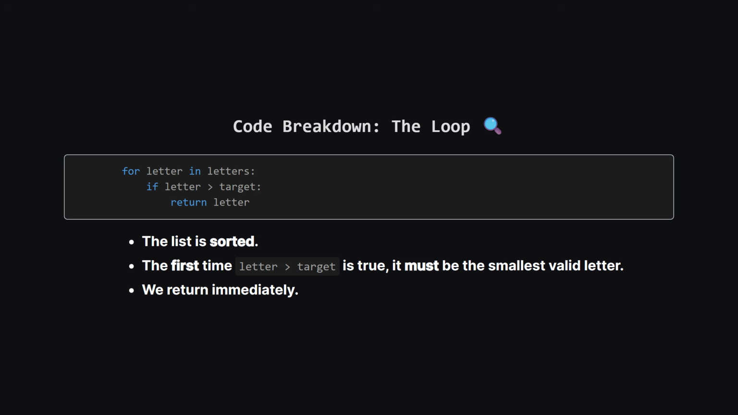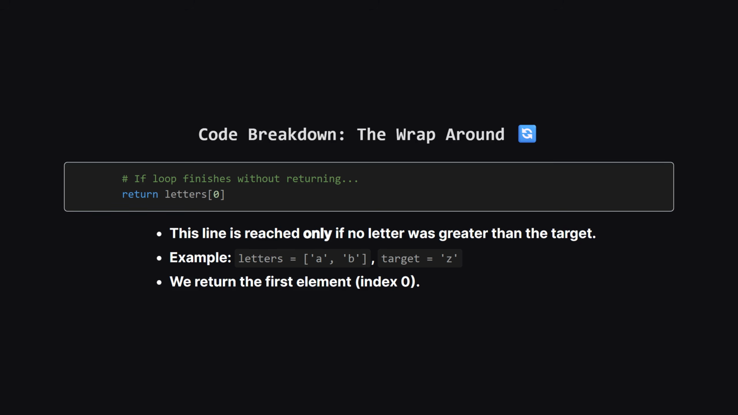We start by looping through every single character in our letters list. Inside the loop, we have a simple condition. Is the current letter strictly greater than our target? Because the list is already sorted, we know that the moment we find a letter that is bigger than the target, it is definitely the smallest valid letter we can find. We don't need to check any further, so we return it right there. Now, what if the loop finishes? This happens if we checked every single letter and none of them were bigger than the target.